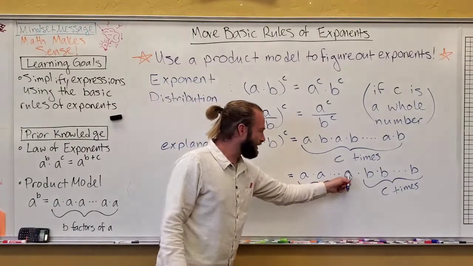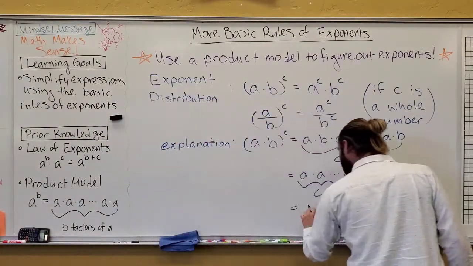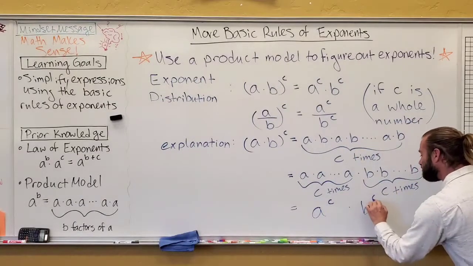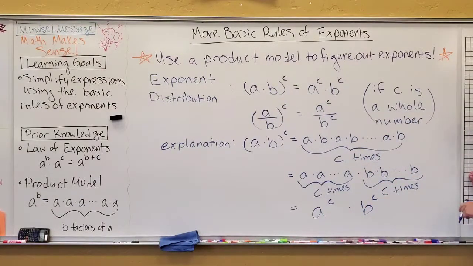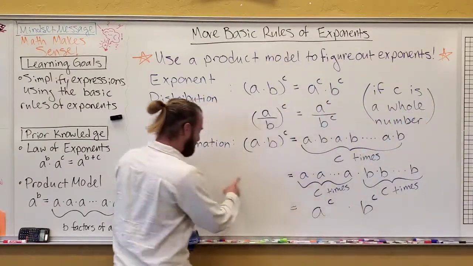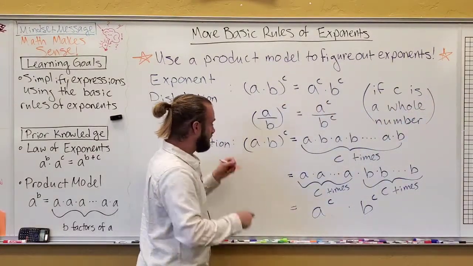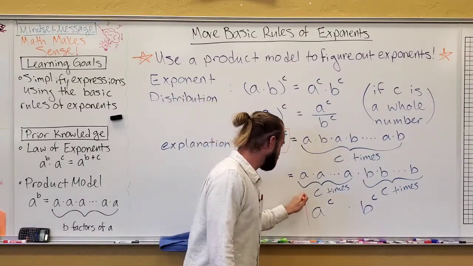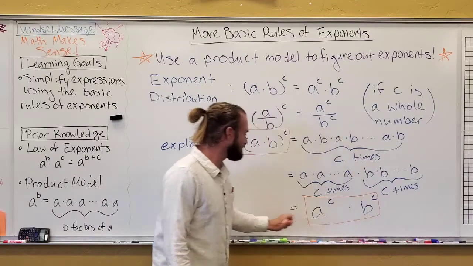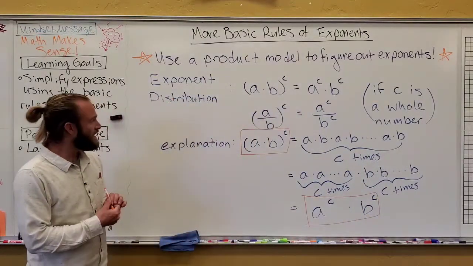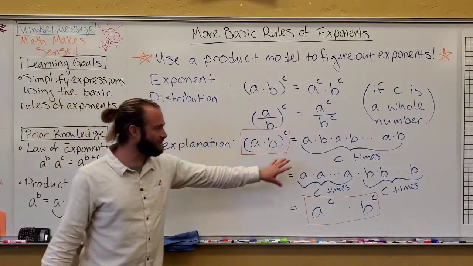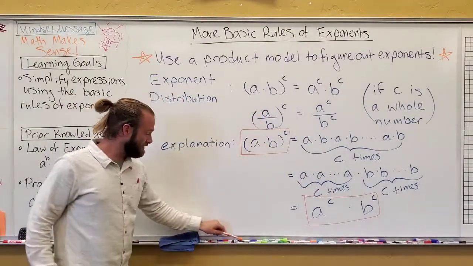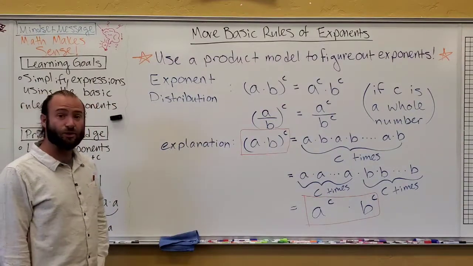So there's this c times, and this has also happened c times, right? Well, if you have a multiplied by itself c times, you agree that that's a to the power of c, and the same thing here, that's b to the power of c. So we've used the product model to reason through why ab to the power of c must be equal to a to the power of c times b to the power of c. And you would make a similar argument and a similar diagram here if you were to do it for the division one, okay? So there's our last rule for today.